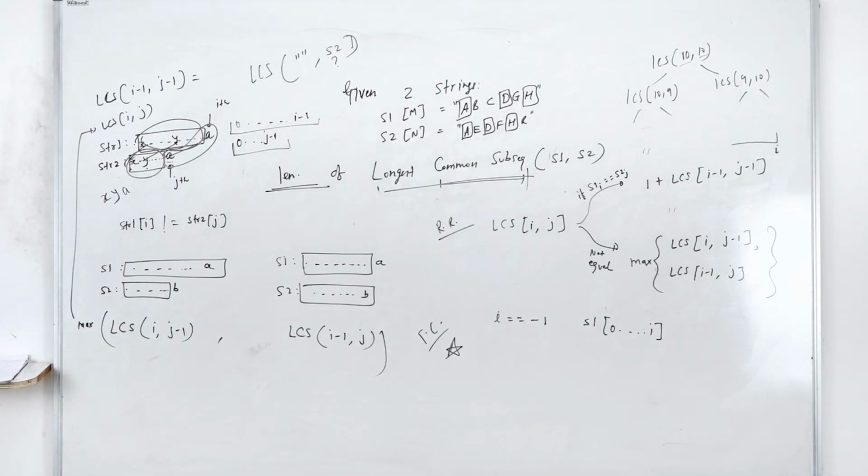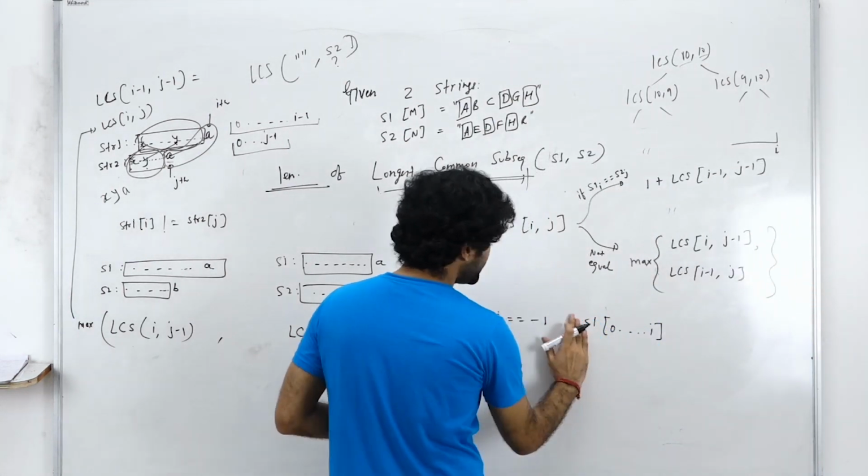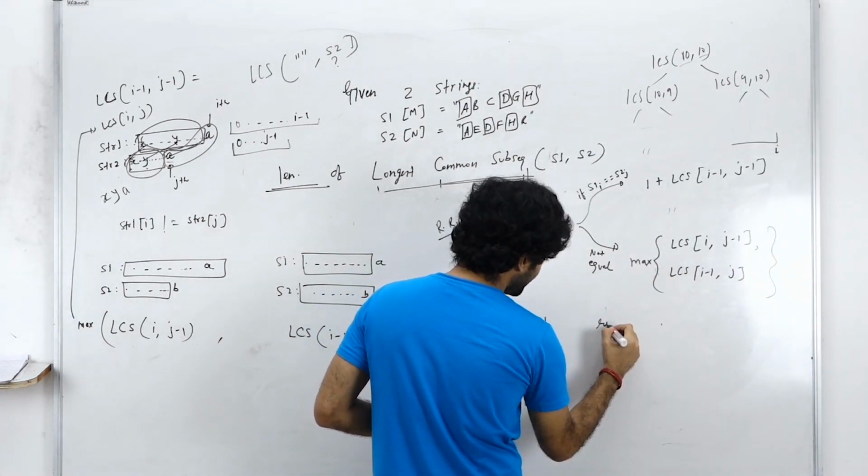Common sense says it should be 0. Is that clear to all? Right. So whenever I see that i is equal to -1, I will return 0.